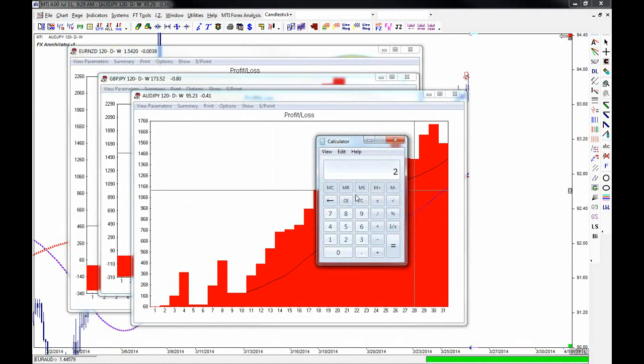That's 2,260 pips plus 2,290 pips plus 1,768 pips equals 6,318. Okay? You know what that equates to? That is $63,180.